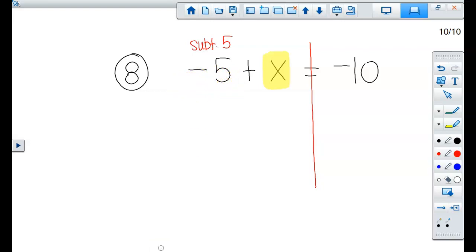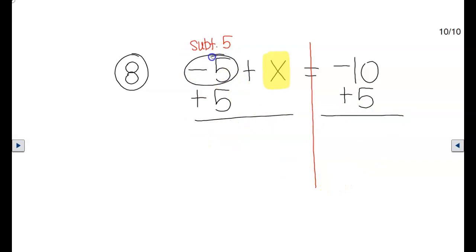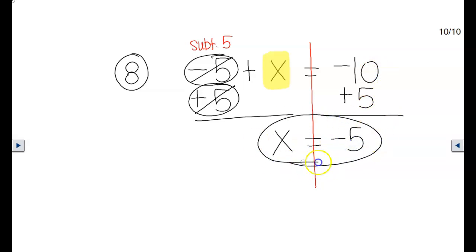Now, what will undo subtracting 5? Well, the answer is adding 5. So we're going to add 5 to one side, and if we add to one side, we have to add to the other. So our subtracting 5 and our adding 5 cancel each other out. X is left alone, which is what you want. And then negative 10 plus 5 will give you your answer, which is a negative 5. So x is a negative 5.